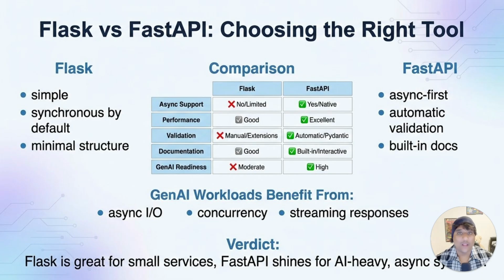This matters a lot for AI applications. Large language models take time. While one request is waiting for a model to respond, FastAPI can handle others. It's concurrency without pain. That's why FastAPI has become the industry standard for AI powered backend systems. So that was frameworks, and we had a look at what APIs are and why generative AI applications go with FastAPI instead of Flask.